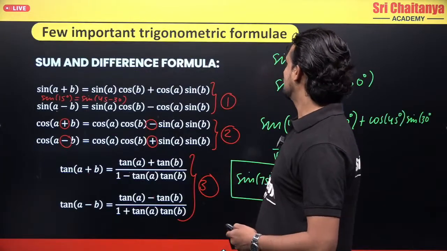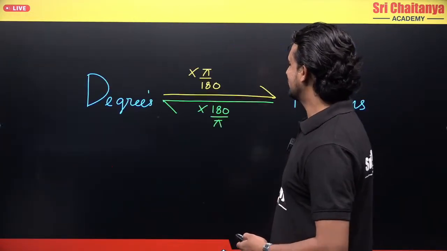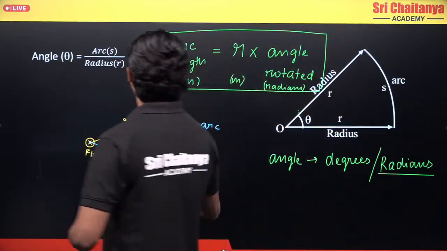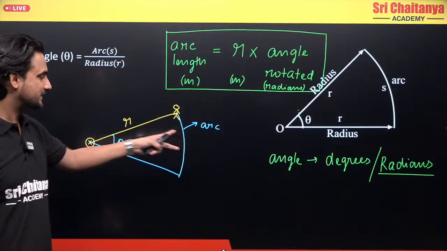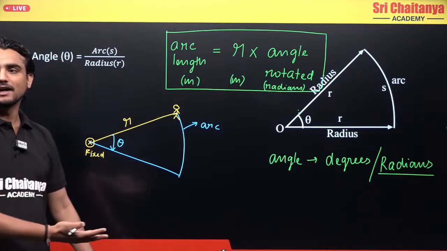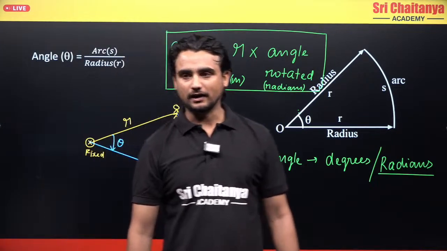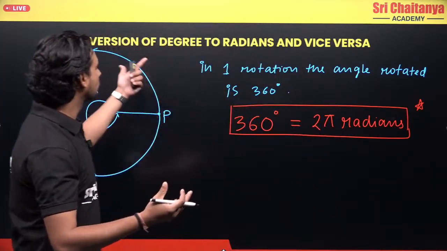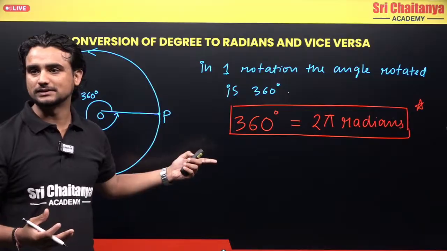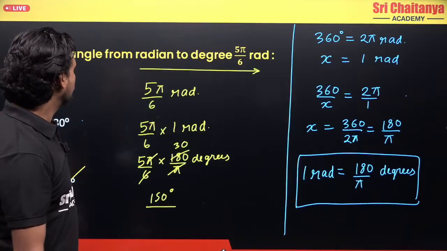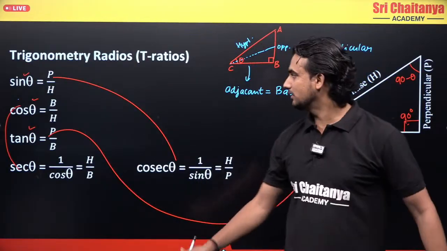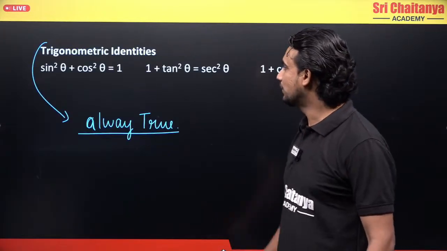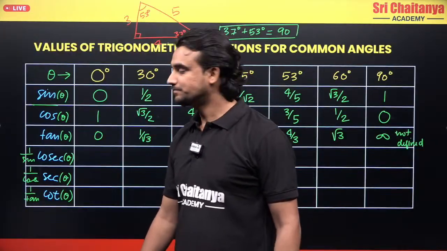The first thing I did yesterday was teach you how to find the arc length of a sector. I told you that this is a sector and how to find the arc length. Then we moved on to conversion: we learned how to convert degrees to radians and vice versa. Third, we moved on to the basic trigonometric ratios, the T ratios, and then we talked about the trigonometric identities.